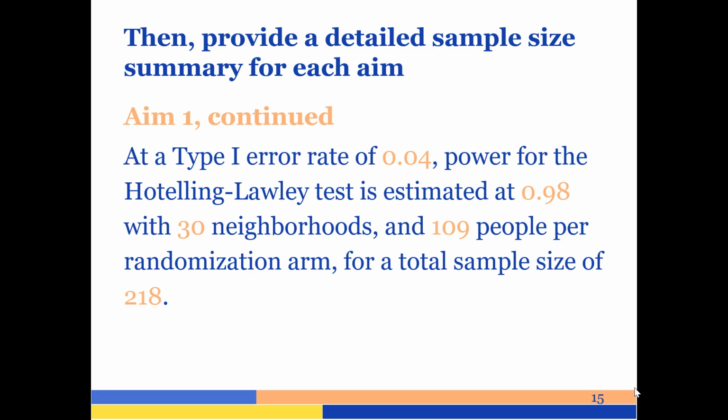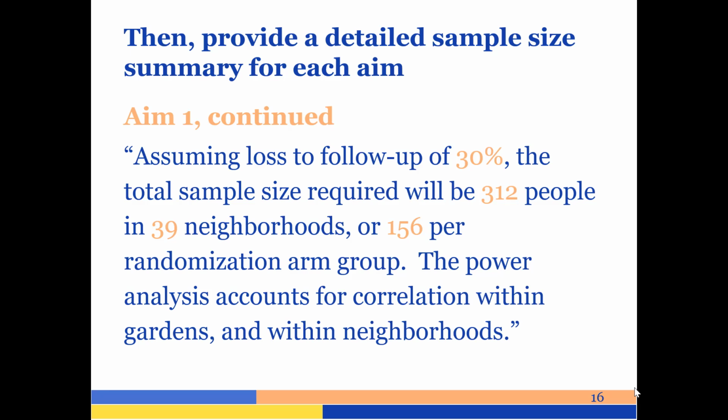So here you can see some checklist items: the type 1 error rate, the statistical tests, the estimated power, and the description of the clusters. It goes on to talk about anticipated loss to follow up, the adjusted sample size, the sample sizes per arm, and the correlations that need to be accounted for. That should round out our checklist for aim 1.